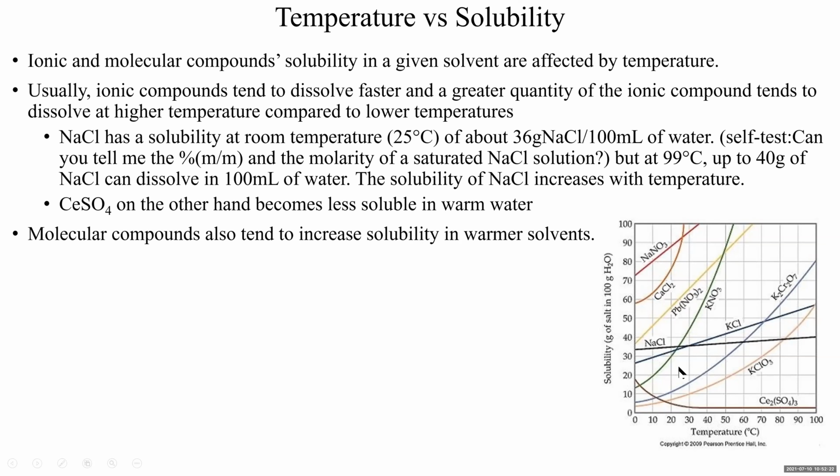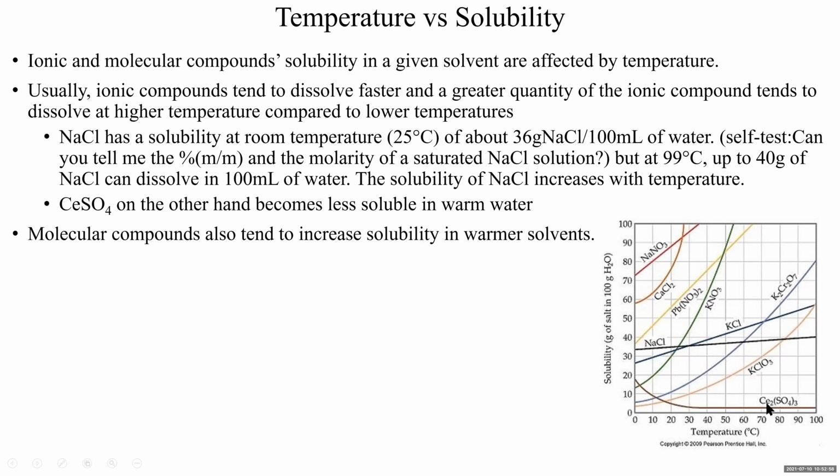Notice for most of these compounds, as temperature increases, the amount of grams, the solubility, also increases. Almost all of these have positive slopes, except for one. Which one does not have a positive slope? Which compound actually decreases in solubility as temperature increases? That's right, it's cerium sulfate. I'm going to assume you said that. So this is the only one, cerium sulfate.